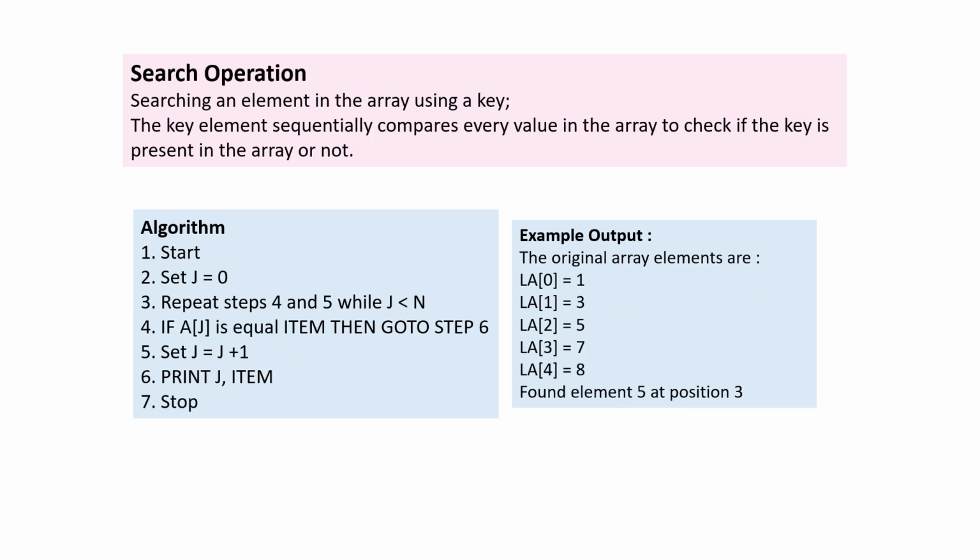And next is the search operation. Here we search for an element in the array using a key, and the key element sequentially compares every value in the array to check if the key is present in the array or not. The algorithm for this is: first, we set the loop variable j equal to 0, and we repeat steps 4 and 5 while j is less than the total number of elements in the array. And if an array element is equal to the particular item, then the item is printed. So if we are searching for the element 5, which is at position 3, then using this algorithm the output may be printed as found element 5 at position 3. So this is about the search operation.